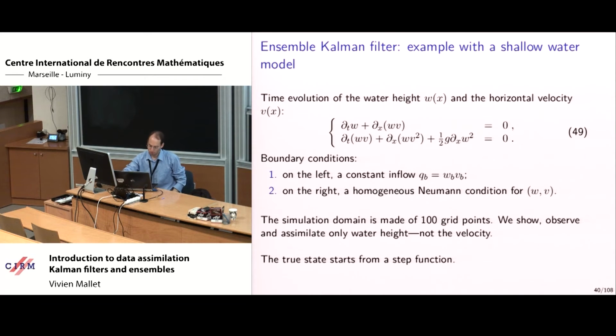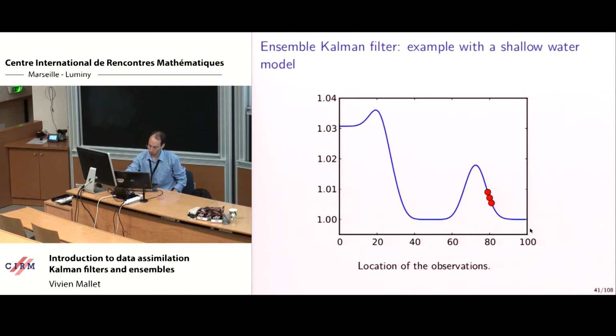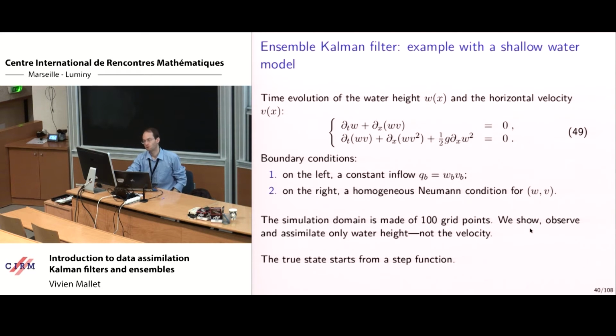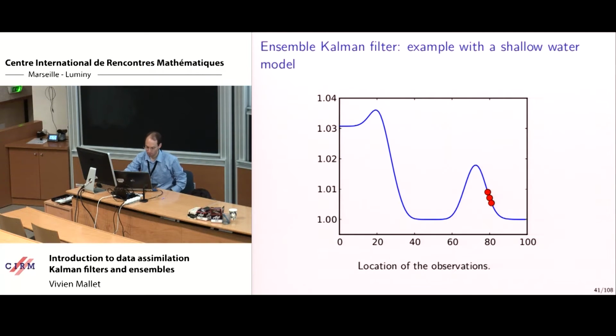But in practice, just for simplicity, here I'm just going to show the water height. We will only observe the water height as well, and also assimilate only this. Make no correction on the velocity. Just leave it there. And we'll start from a step function, just a step function, and see how it goes.